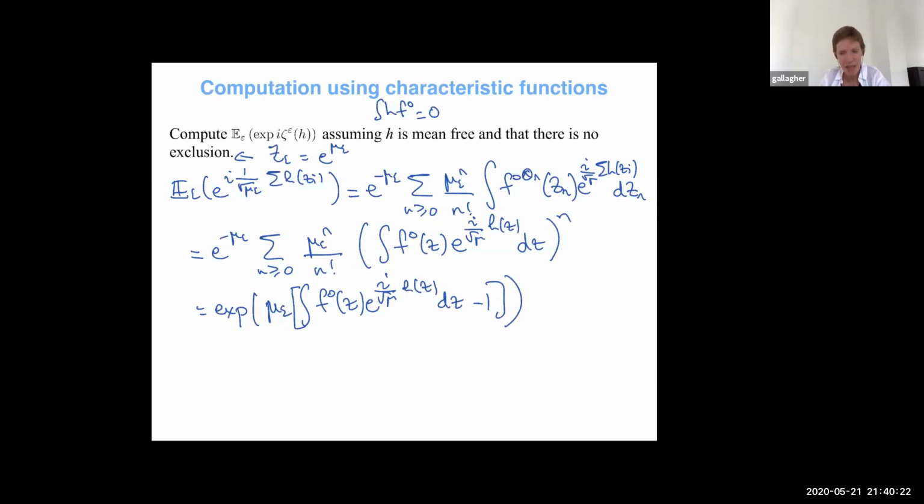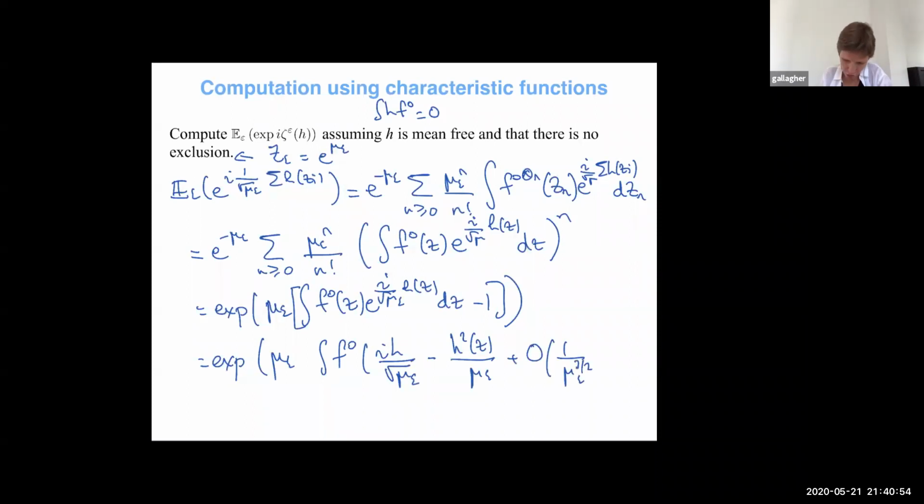That means I can expand now this exponential here, right? Mu epsilon is going to infinity, 1 over mu epsilon is going to 0. So I just expanded in terms of powers of mu epsilon, and I get lots of terms. The first term doesn't look too good. Why? Because it's f0 I h over square root of mu, which is not nice, but remember h is mean free, so actually this term is 0. Then I have minus h squared over mu, and then I have lots of terms I don't want to compute, which are roughly of size mu to the 3 halves.